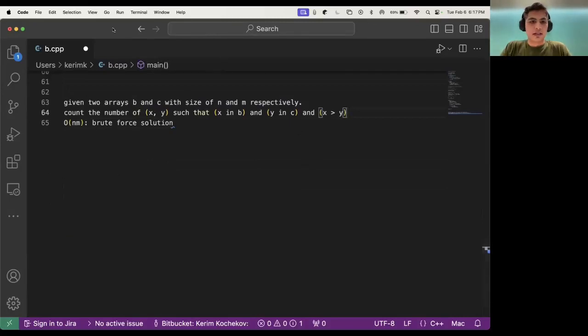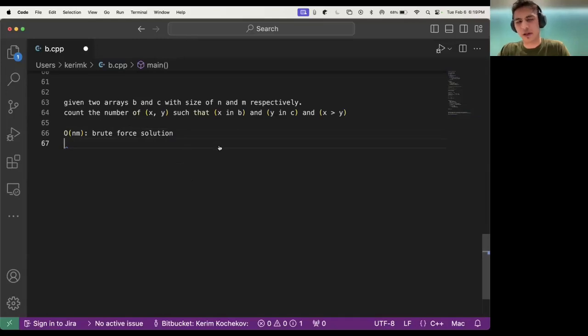Let's see the chat if there are any ideas for this problem. So for example, if I assume the given arrays are sorted, does it make your job easier? For example, B and C are given in sorted order. If we assume that B and C are given in sorted order, what can we do?